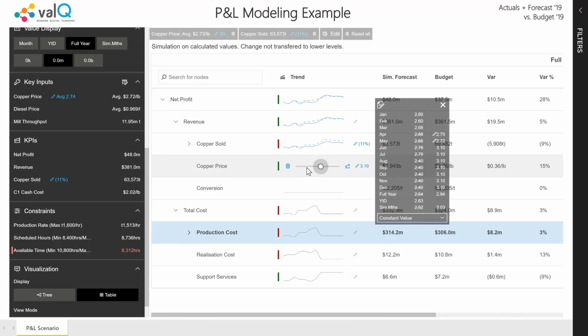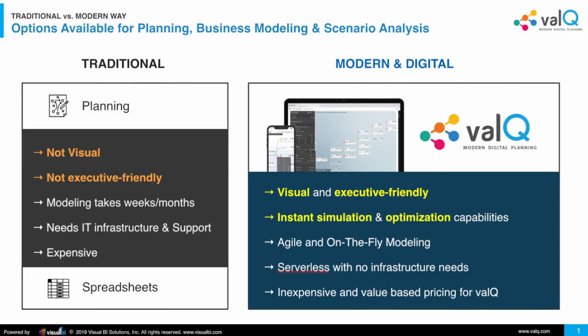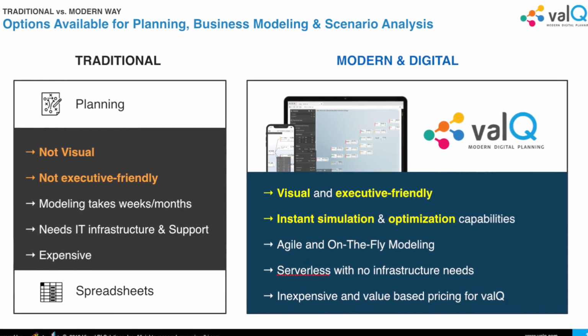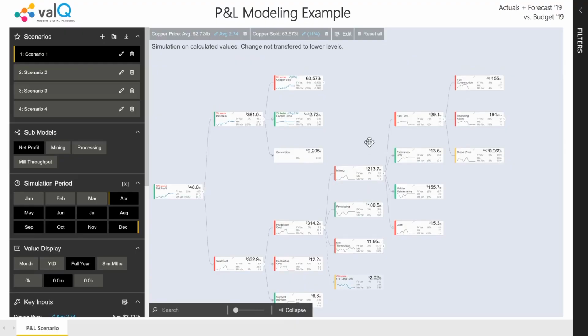So what we have done with ValQ is we wanted to bring ValQ to the masses. We wanted to disrupt the customer base by visually allowing them to optimize and plan, and at the same time also visually simulate, so that they can take strategic decisions very quickly.